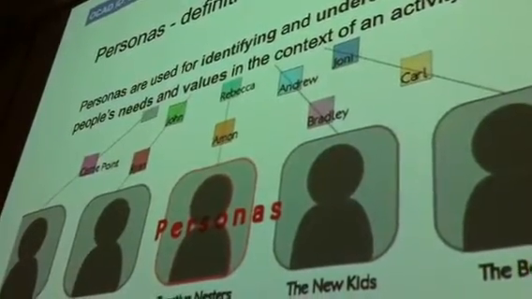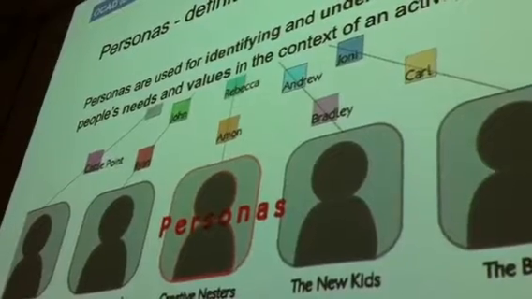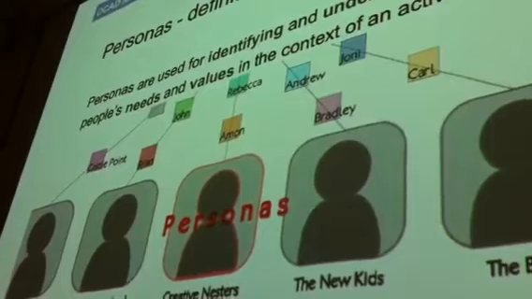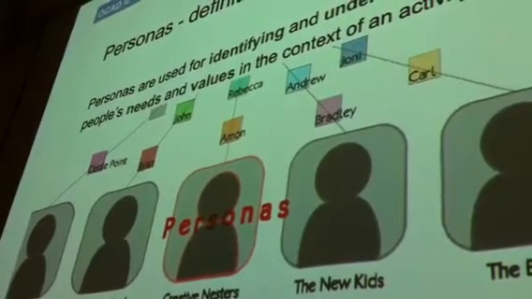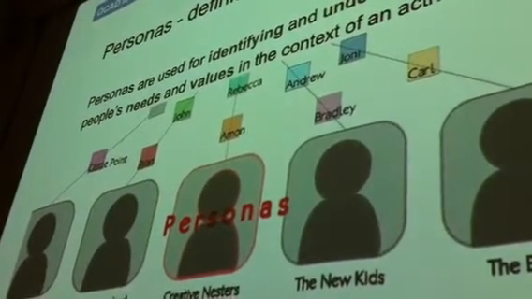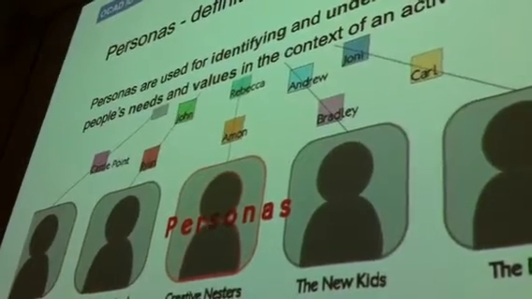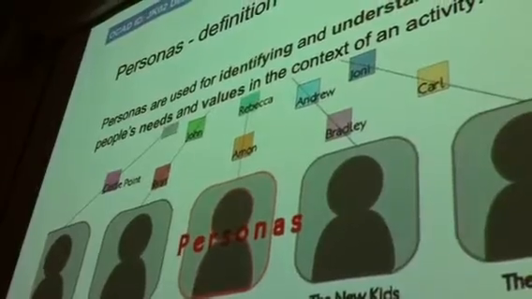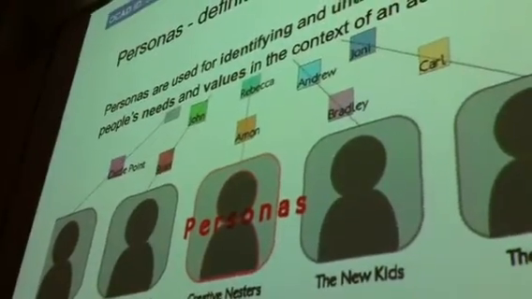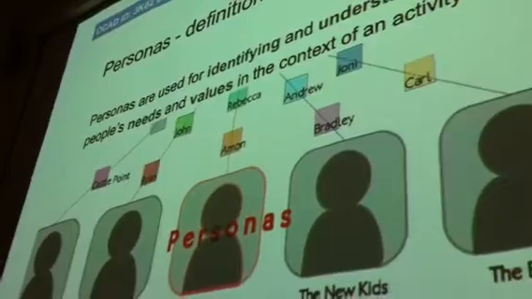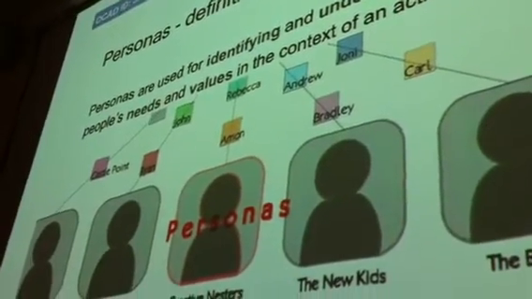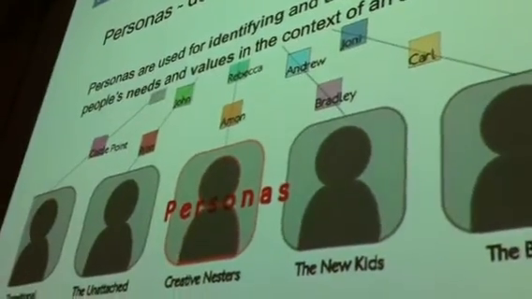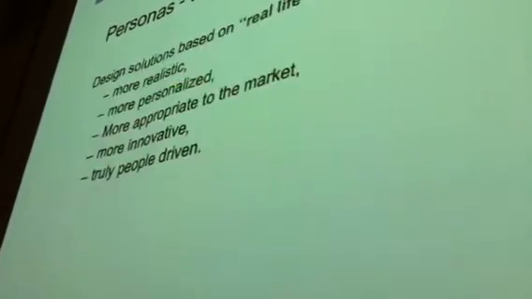So personas are used for identifying and understanding people's needs and values in the context of an activity. And for the first project, our activity has to do with time. So when you create or describe a persona, you're going to have to describe the needs of that persona and the values. So in this aspect of time, what value of time are you looking at with your persona and either your service or your product?